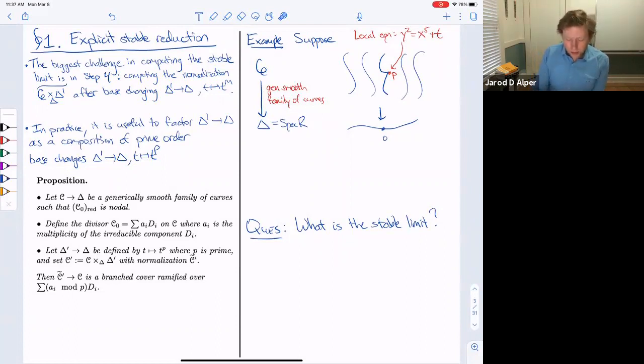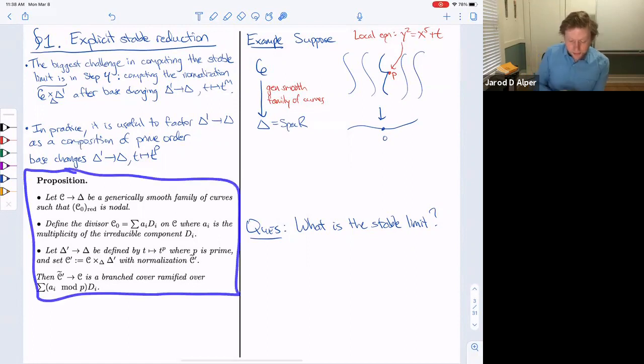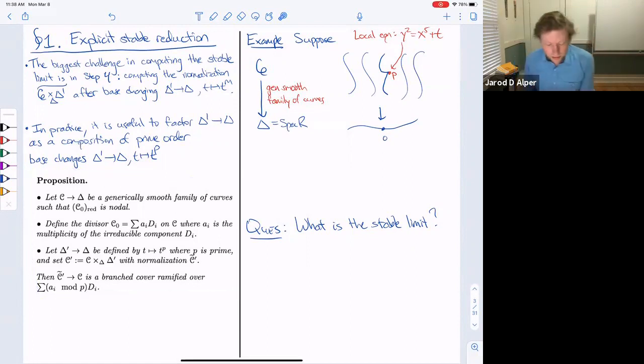And so, I should also say I'm following very closely here the exposition in Harris-Morrison, which is my go-to resource for examples and discussion on stable reduction. And so the proposition we're going to use is written here. We're assuming we have a generically smooth family of curves such that the reduced central fiber is nodal. And then we define the divisor. As a divisor, the central fiber breaks into irreducible components and we record their multiplicities.